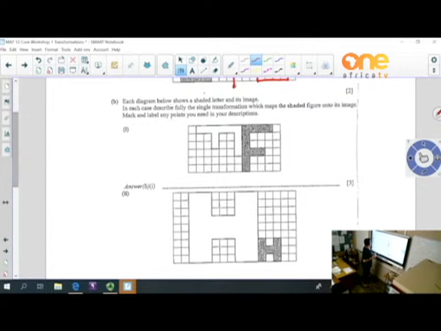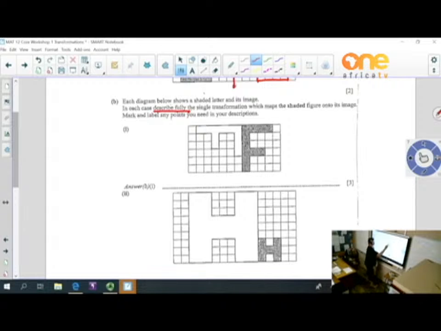The next one is the letter, and it shows a shaded letter, and this is the image. You must also read that carefully. In each state, there we get that question: Describe fully the single transformation which maps the shaded one onto this one.